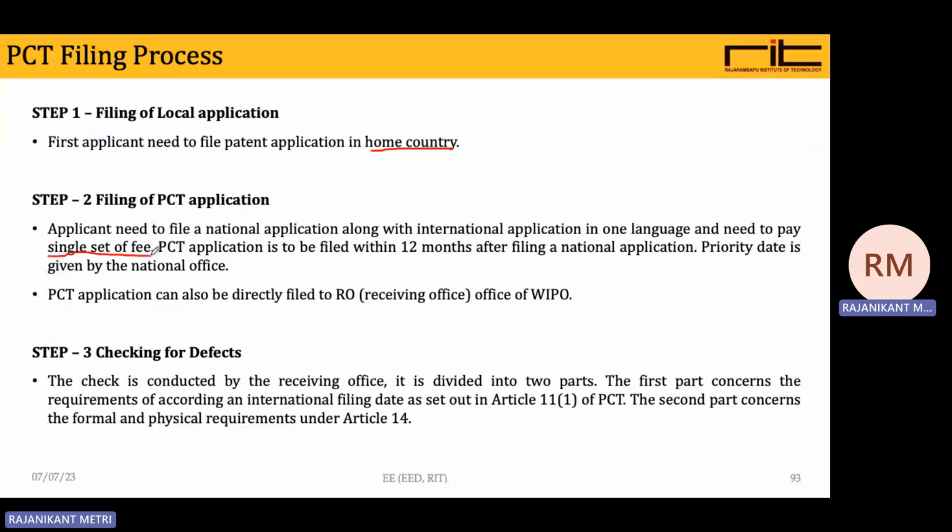Then the third step is checking for defects, and this check is conducted by the receiving office, and it is again divided into two parts. The first part concerns the requirement according to the international filing date as set out in Article 11 of the PCT, and the second part concerns the formal and physical requirements under Article 14.